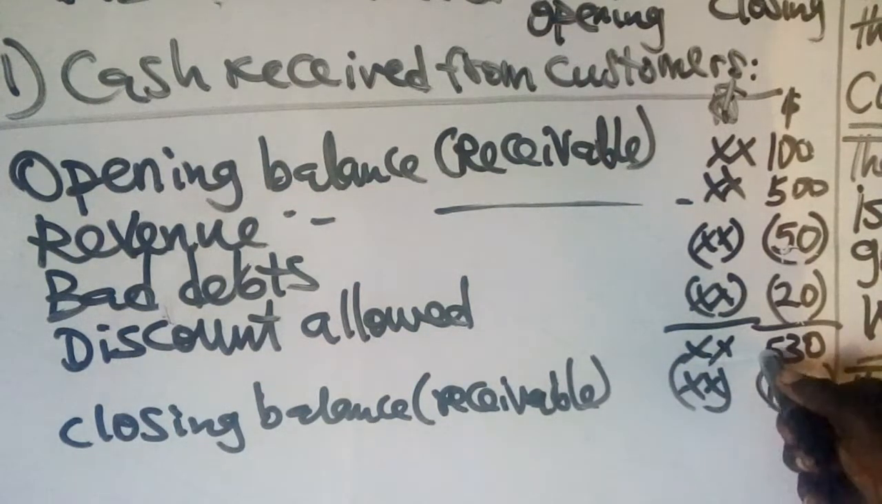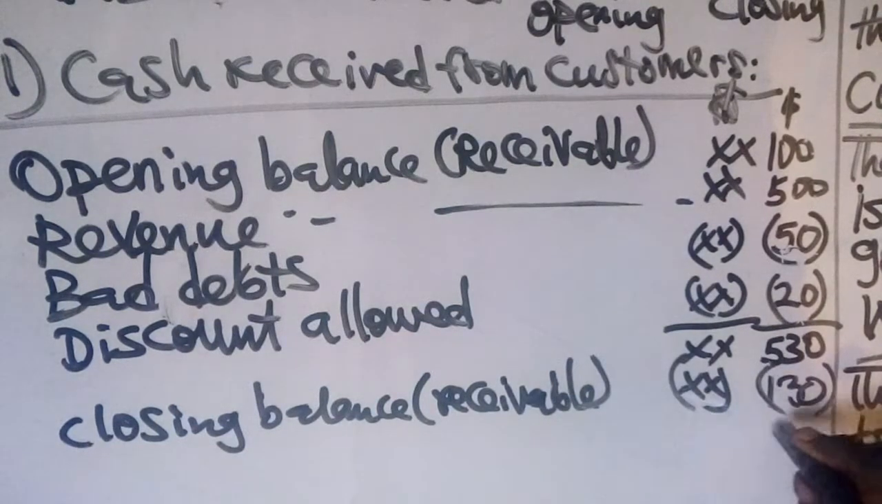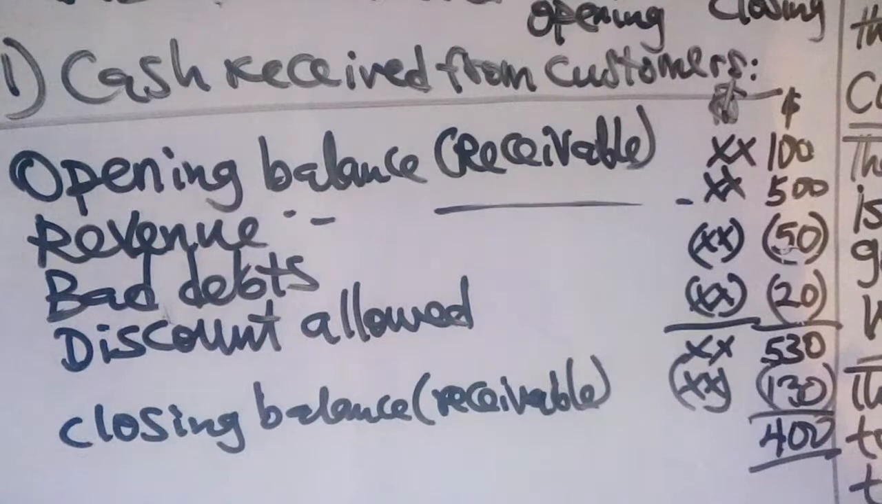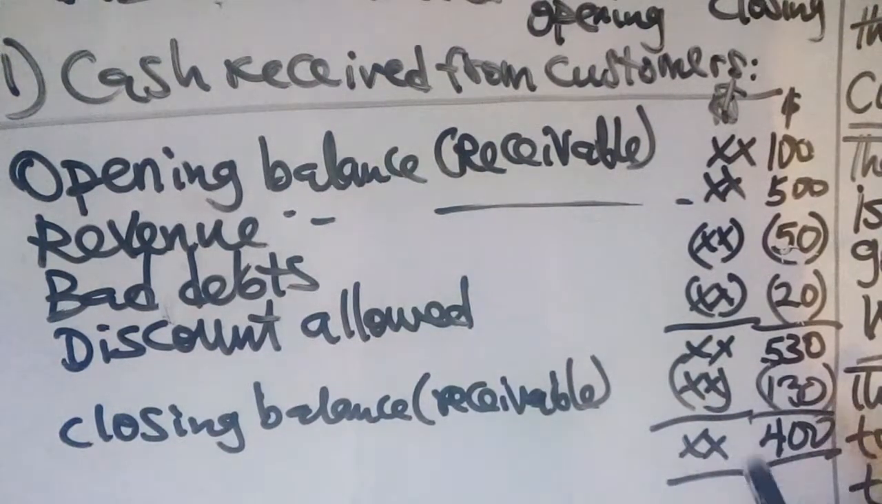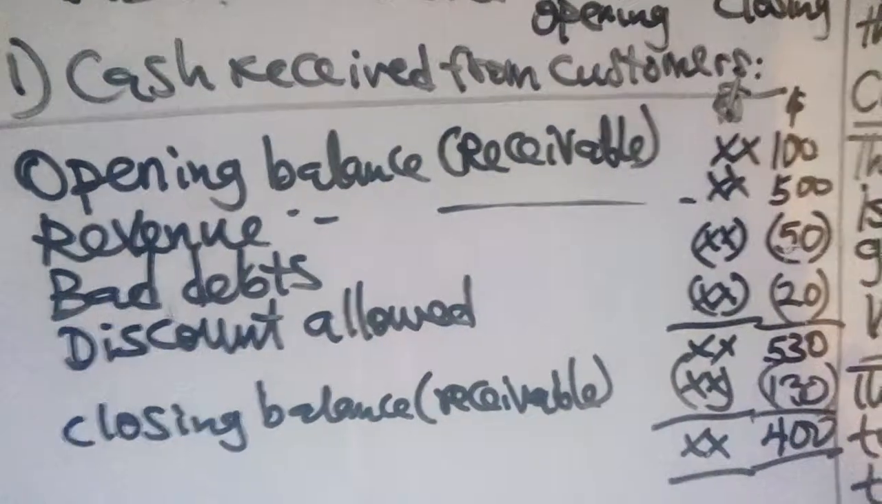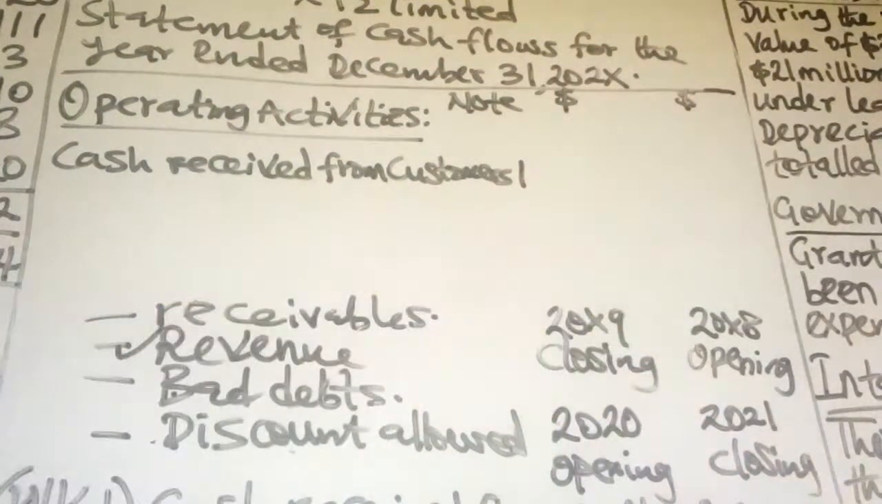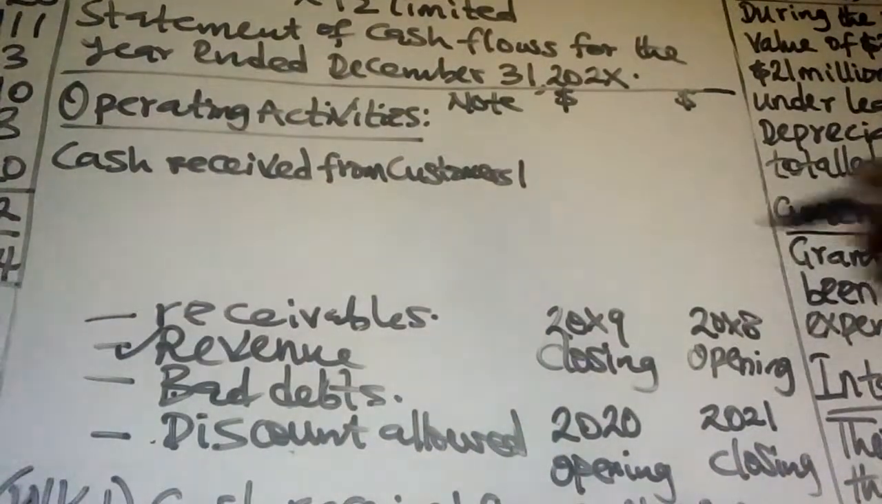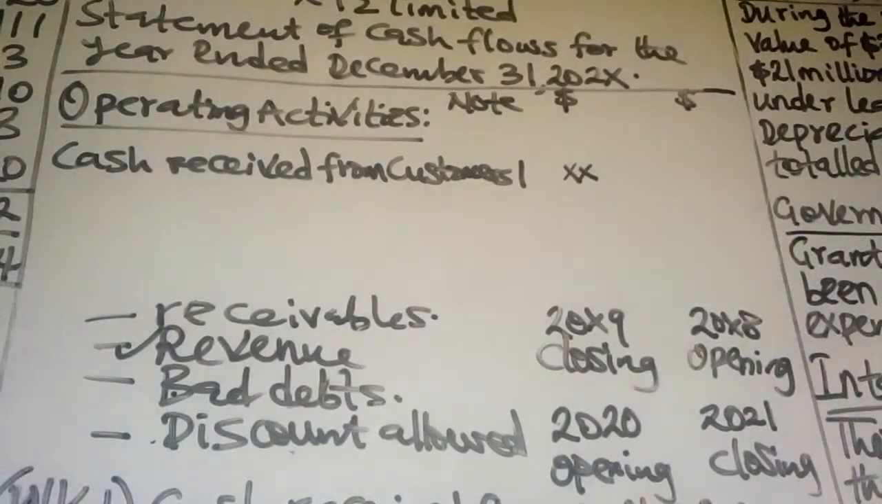Now, this is what the customers are supposed to be owing you. They are supposed to be owing you $530, and you now have $130 left. That means you have received a certain amount from customers, which amounted to $400. So that is the amount of cash received from customers. It is this amount that will be reported as operating activity in your statement of cash flows. That is working one. Cash received from customers is an inflow. You are receiving it, so it is an inflow of cash.